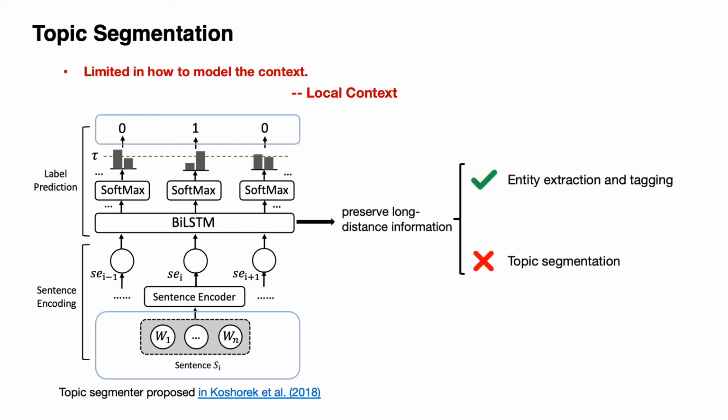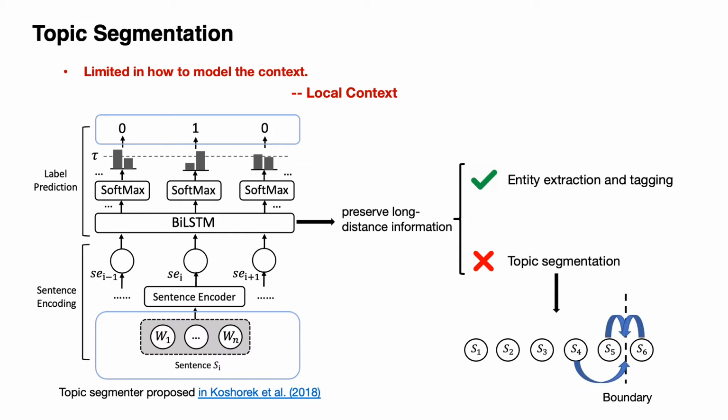The BiLSTM and other sophisticated RNN-based architectures are able to preserve long-distance information, which can help lots of sequence labeling tasks, such as entity extraction and tagging. However, for topic segmentation, important information for boundary prediction is usually from the local context. Bringing extensive long-distance signals may cause unnecessary noise and hurt the model's performance.